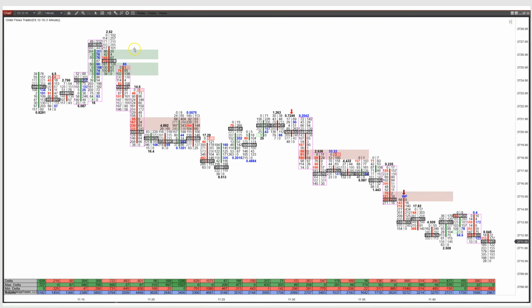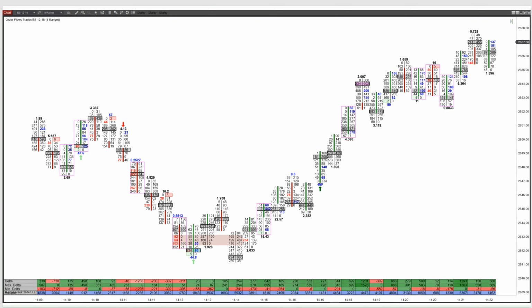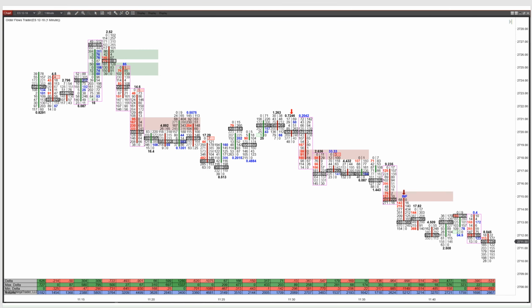Okay, now this is a 1-minute chart. The previous charts I showed you were 8 range charts. The way I'm going to show you all these setups are range-based charts, 1-minute charts, and 5-minute charts. So that will explain the different chart types, so you can see it on different time frames.